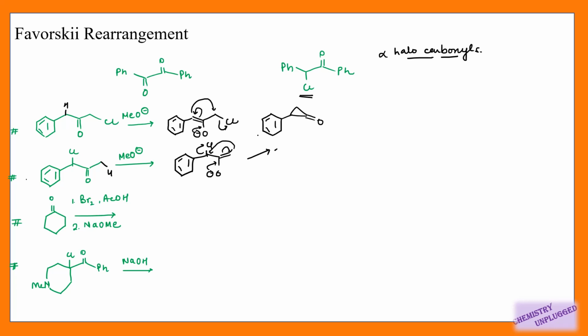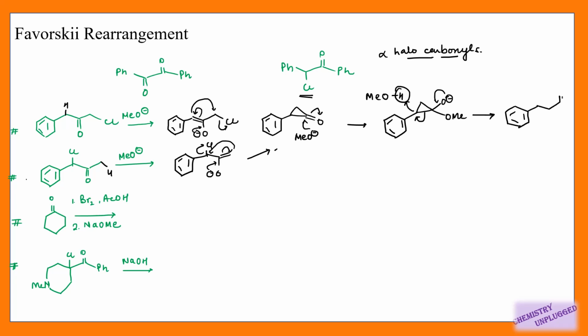So we will get the same intermediate in both cases. Next step is the attack of methoxide again on this carbonyl carbon. When it attacks, this double bond will shift on oxygen, right? Then this negative charge will come back to its position, and this bond will break. It will shift here, and the negative charge generated here will take proton from this methanol. So we will get ester, right? So in this reaction, we are getting esters from alpha halocarbonyls.